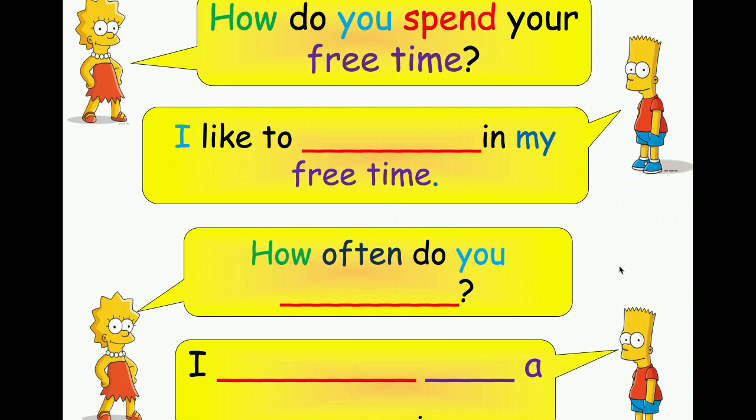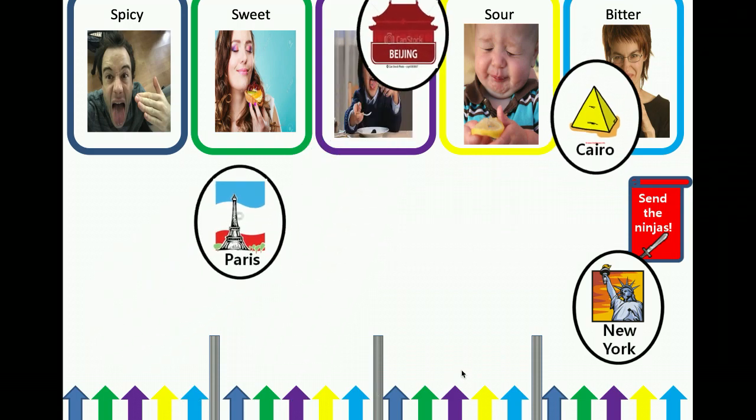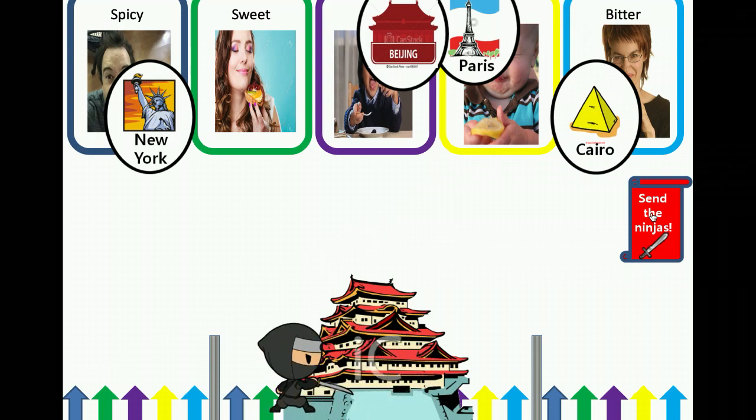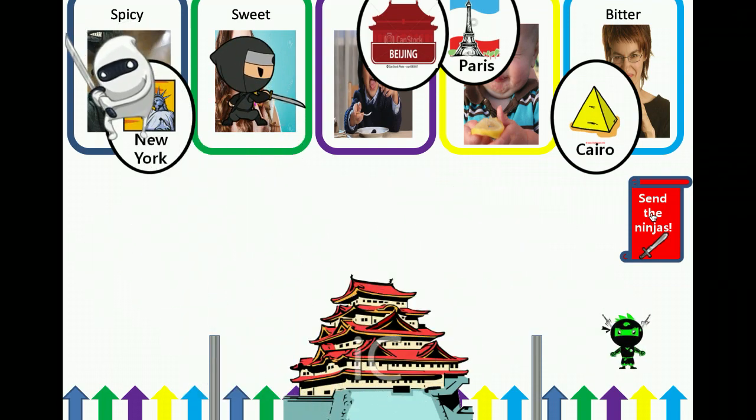Okay? Rinse and repeat. We're sending ninjas. Let's send the ninjas. Let's see how many ninjas come. I think there's 4. I don't remember.